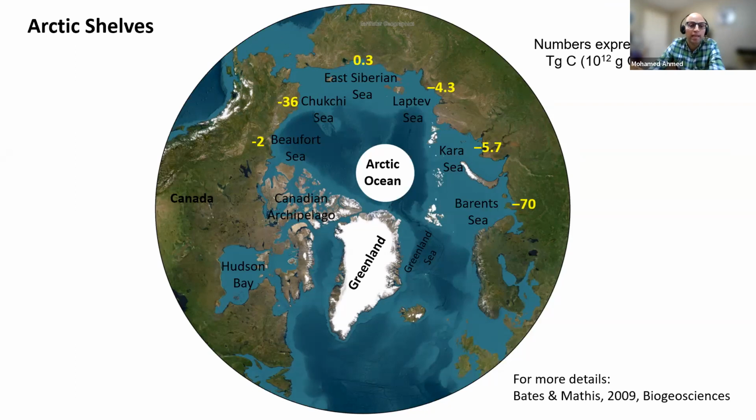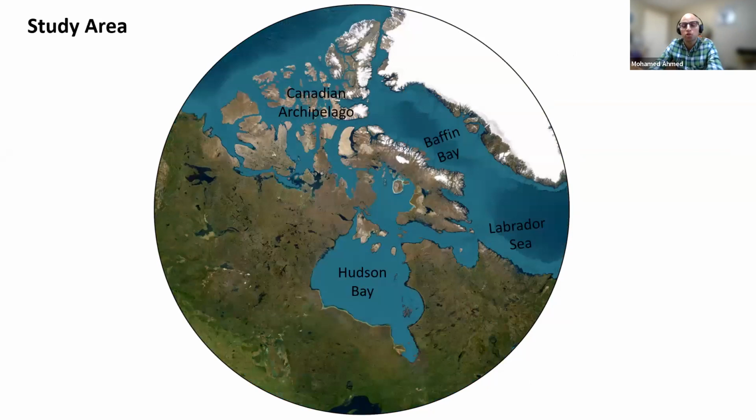And I didn't have numbers here for the Canadian Arctic Archipelago and Hudson Bay because this was the focus of my PhD and will be the focus for the remainder of this presentation. These two regions cover about a third of the Arctic shelves, and we have limited field observations. So they are really not included or well constrained when we try to budget the Arctic marine carbon sink.